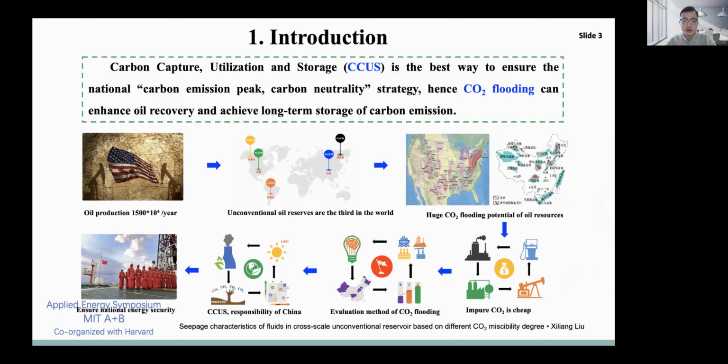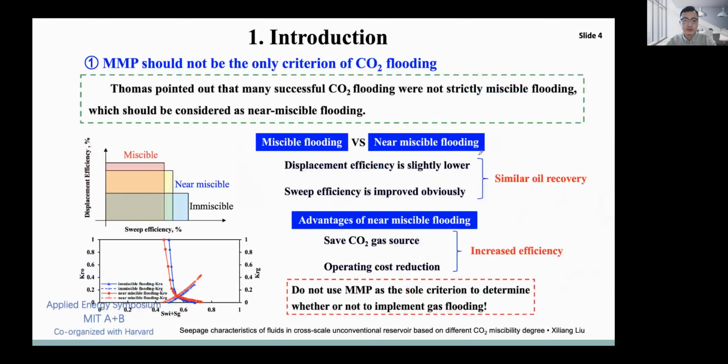As we know, CCUS is the best way to ensure the national carbon emission peak and carbon neutrality strategy of China. Hence, CO2 flooding can enhance oil recovery and achieve long-term storage of carbon emission. However, there are 3 problems in CO2 flooding implementation.